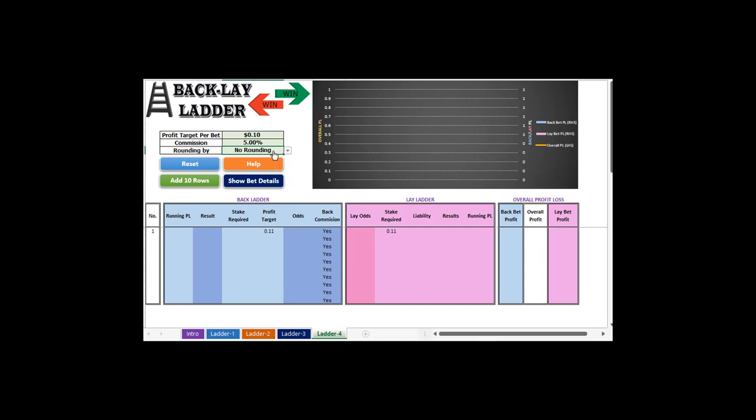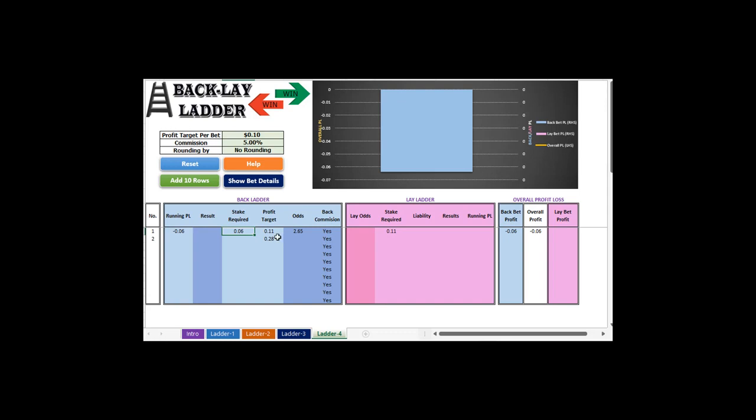Okay, so we've set up, we're looking at 10p per back and lay, and let's start. The very first horse we're looking at is paying 265. So we put in 265, and it tells us the required stake for the back ladder is 6p. Let's bet 6p.